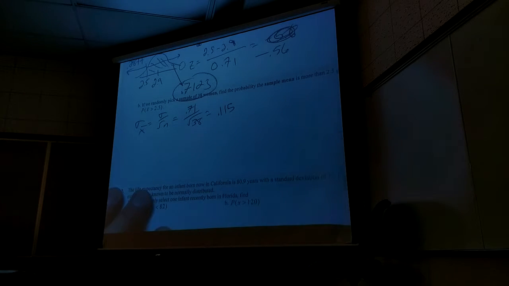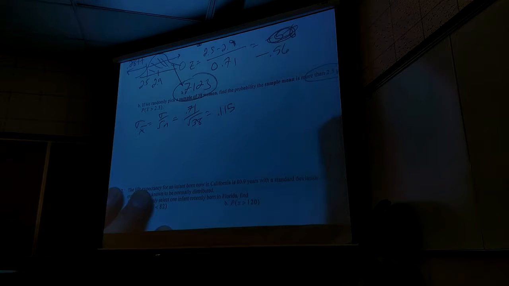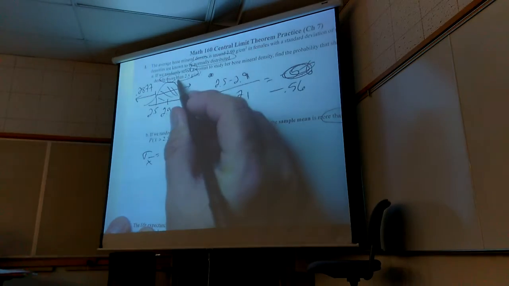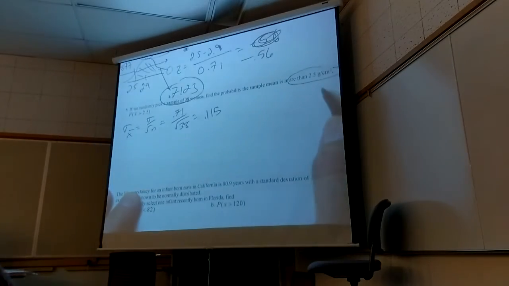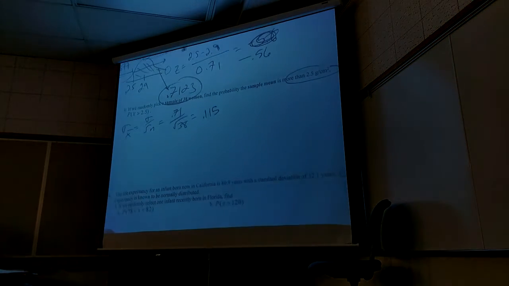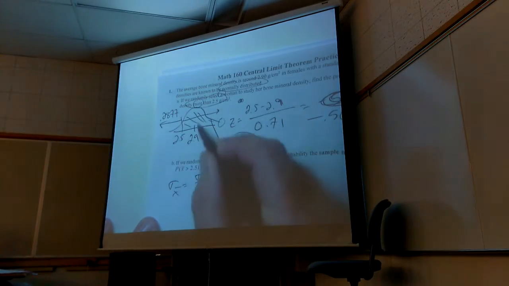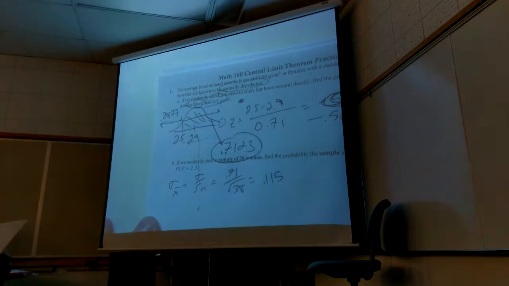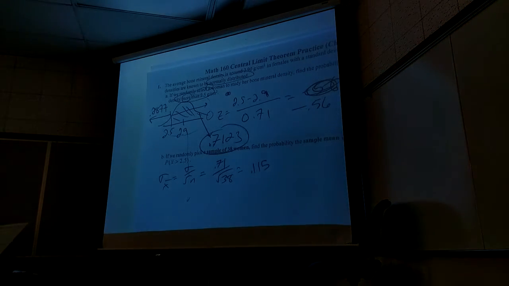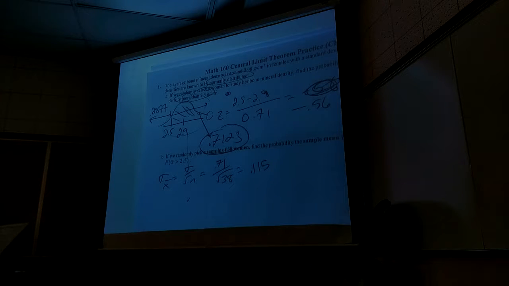So now, notice how it's basically the same question, right? But this is the probability one woman has more than 2.5. This is the probability that 38 women have an average more than 2.5. Well, you don't have to do this, but how does the picture change down here? What fundamentally happens to the picture? What did we just change?